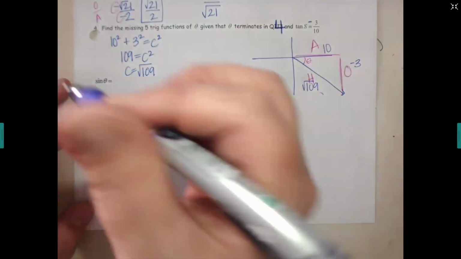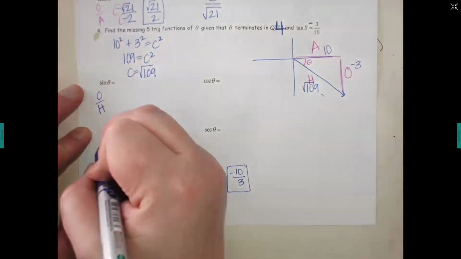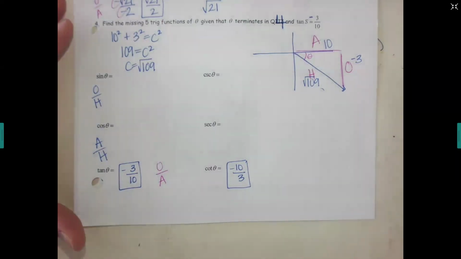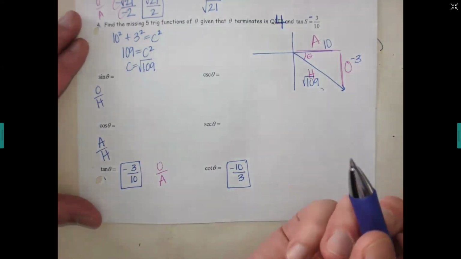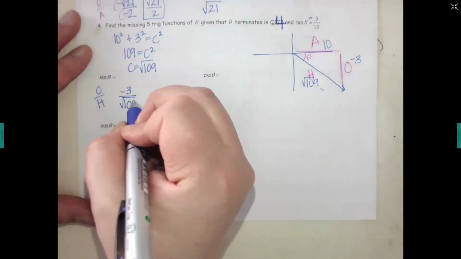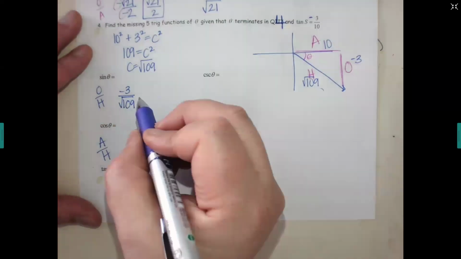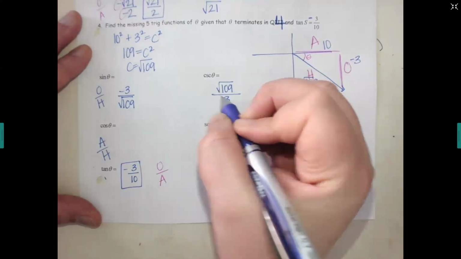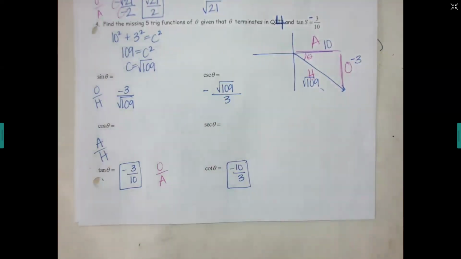Okay, from here, you're going to do your SOHCAHTOA. And then remember, we don't really have to do TOA because they already gave us that answer. So what will my sine be? It needs to be O over H, so -3 over the square root of 109. And that means that CSC, the partner, will be square root of 109 over 3. And then remember, you can just keep the negative in the front. You can put it specifically on the bottom, but it doesn't matter.